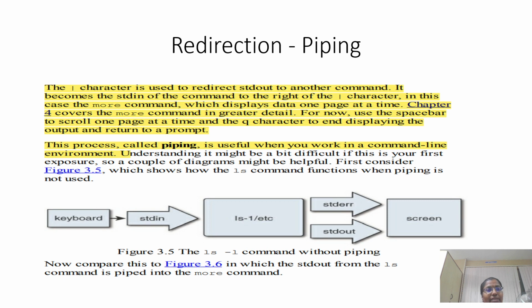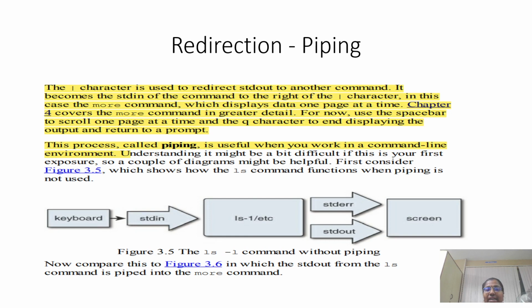The pipe, this straight line character, is a piping symbol. The character is used to redirect standard out to another command. It becomes the standard in of the command to the right of the piping character. In this case, the more command displays data one page at a time. This process, called piping, is useful when you work in a command line environment.